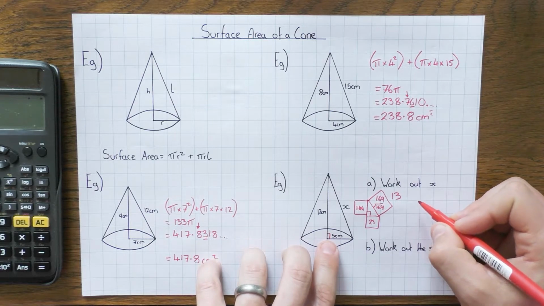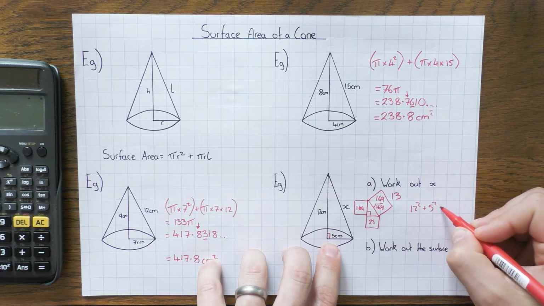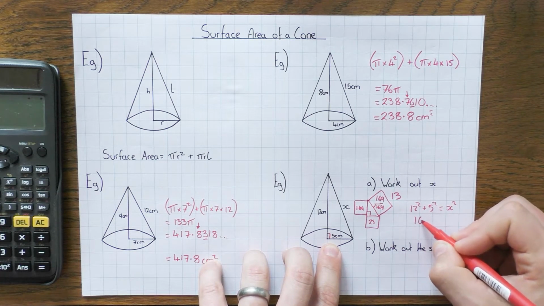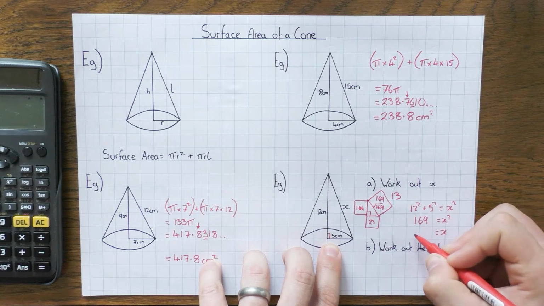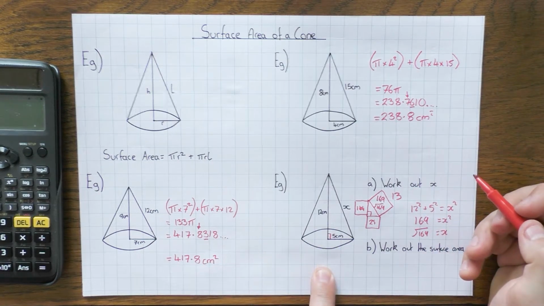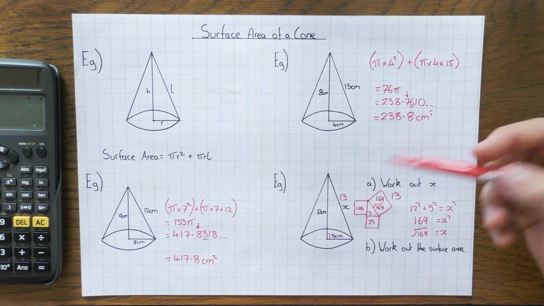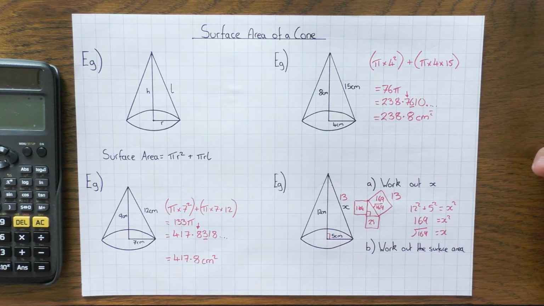If you want to use Pythagoras the other way, so 12 squared plus 5 squared will equal x squared, so 169 equals x squared, so x will equal the square root of 169, and again you get the answer of 13. So I'll just put that there for our diagram. So just use a bit of Pythagoras to help you find that slanted height. It does every now and again come up just to see if you can do Pythagoras as well as the surface area of a cone.